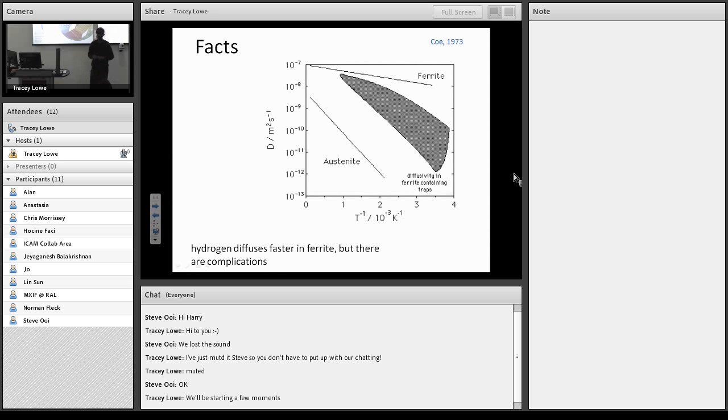The activation energy for diffusion in austenite is so large that you can regard almost every lattice point as a trap. So I don't have a corresponding shaded region here for austenite, because basically the diffusion activation energy is of the order of 55 kilojoules per mole, which is greater than many of the binding energies of hydrogen to defects. So this is well established stuff again, and you'll find hundreds and hundreds of papers on trapping.